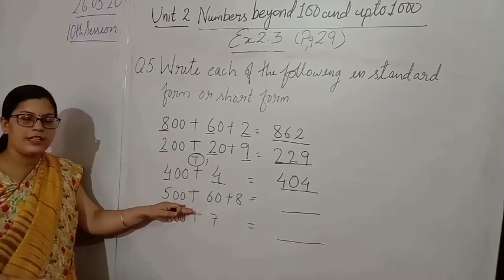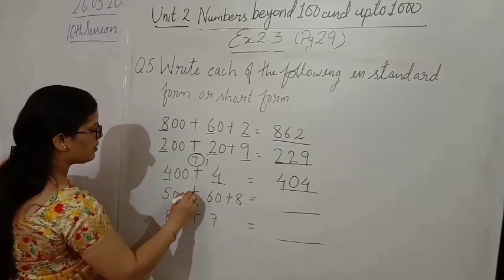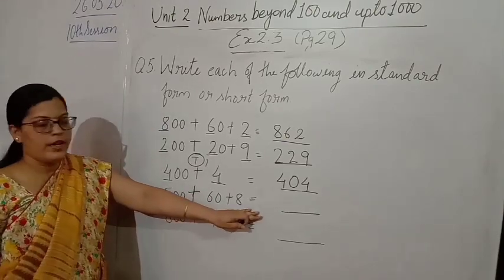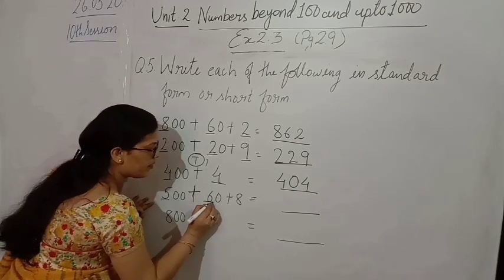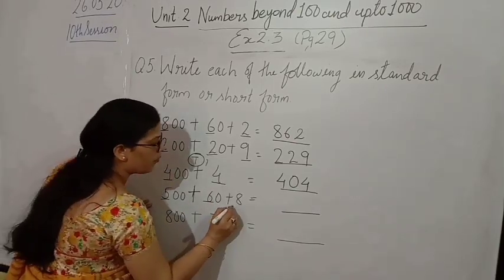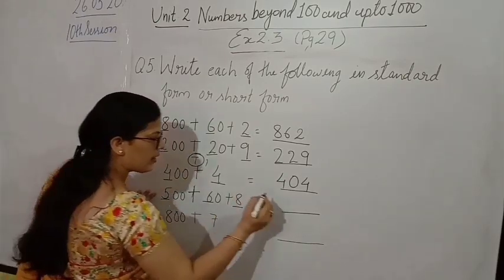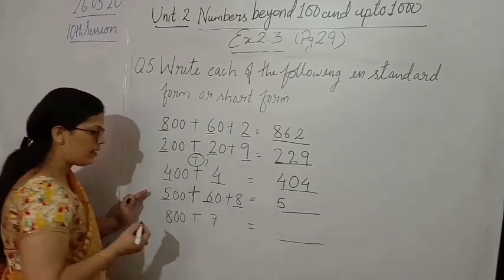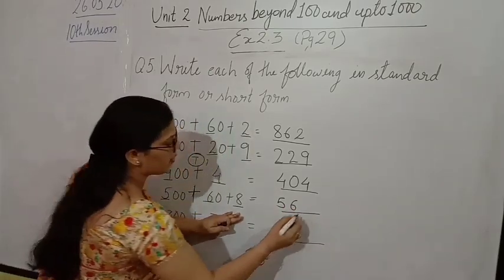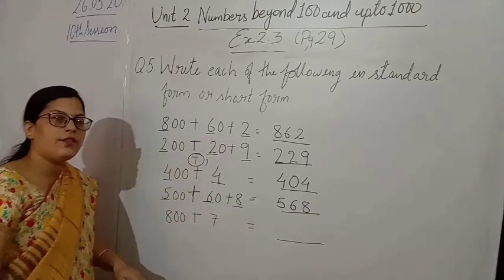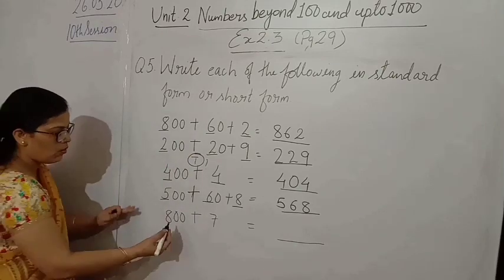Now the next expanded form is 500 plus 60 plus 8. The face value of the hundreds place is 5, the face value of the tens place is 6, and the face value of the ones place is 8. Now we'll combine all these face values and write them at their correct places. 5 will be written at the hundreds place, 6 at the tens place, and 8 at the ones place. So the standard form, the short form, is 568.